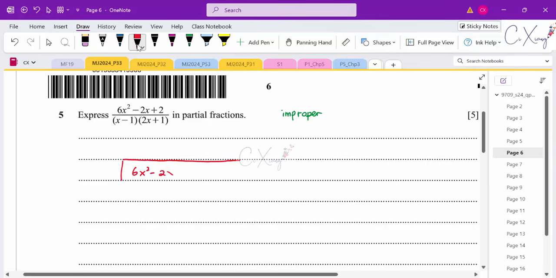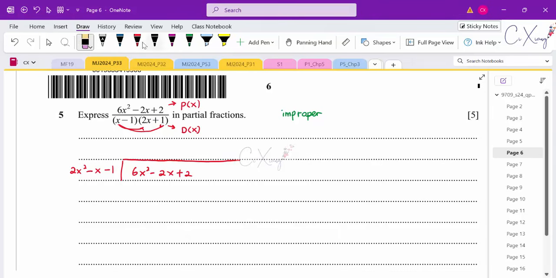Alright, so we are having the polynomial. The numerator on top, we make it as the polynomial. Then the denominator at the bottom, we call it the divisor. For a long division, you have to expand the divisor. When you expand it, you will get 2x squared minus x minus 1. Please expand all this bracket to get 2x squared minus x minus 1. Then after that, you can start with the long division.